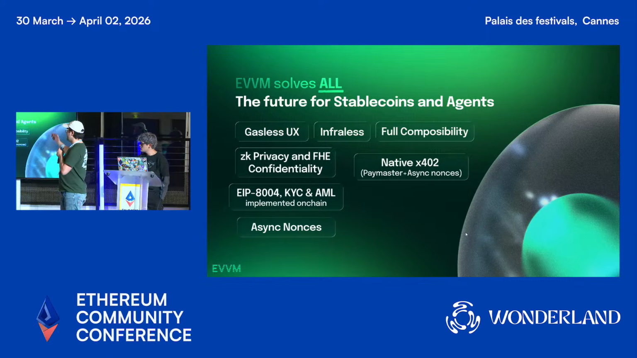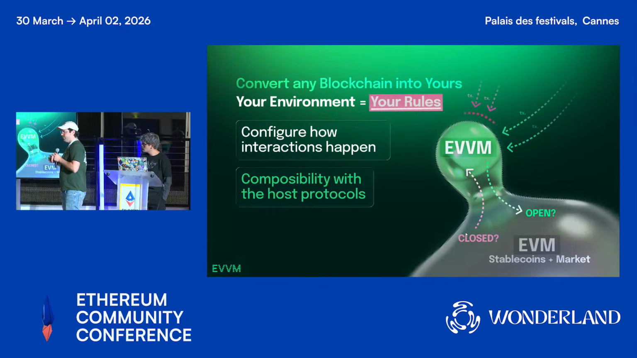It is infraless, so we don't need infra to have an EVM. We deploy this on Ethereum mainnet, or on Base, on Arbitrum, anywhere. We deploy these contracts, and we have our private environment there. We don't need to ask permission from anyone. It's full composability, so we can interact from the EVM.